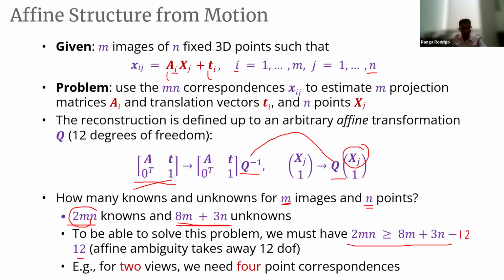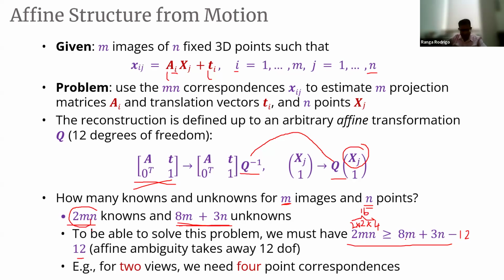Example: for 2 views, we need 4-point correspondences. We can do a small calculation. I can substitute and show you. So 2 views means our m is 2. 4-point correspondences means n is 4. So you can see 16 altogether, right? That must be greater than this.